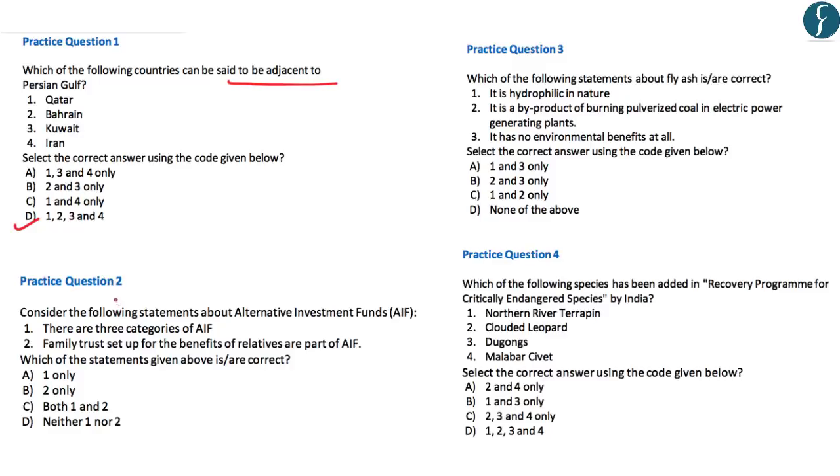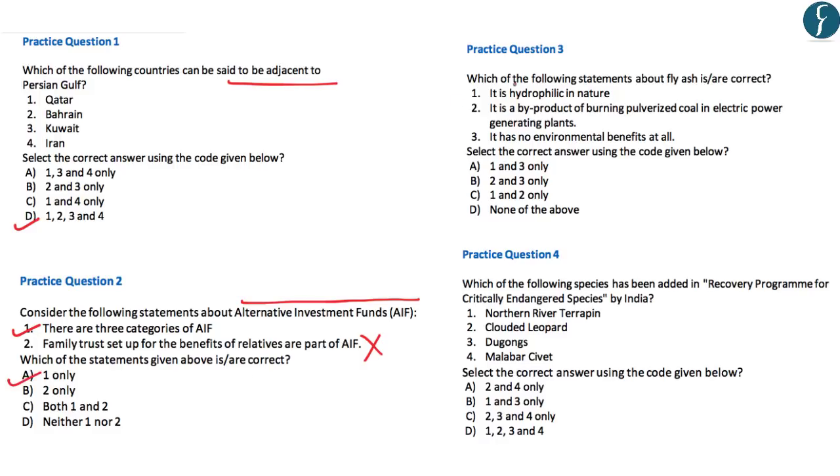Moving on to question number 2, it says, consider the following statements about alternative investment funds. Options are, there are 3 categories of AIF. Yes, the statement is correct as we have just seen. Second, family trust set up for the benefits of relatives are part of AIF. No, the statement is incorrect as they cannot be part of AIF as per SEBI regulation. So in this, the correct answer is A, that is one only.